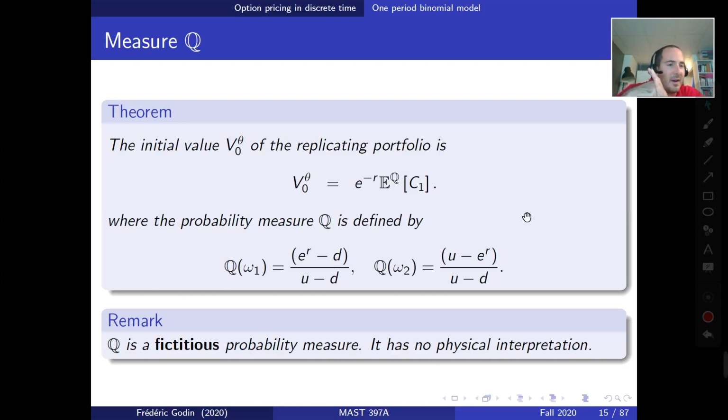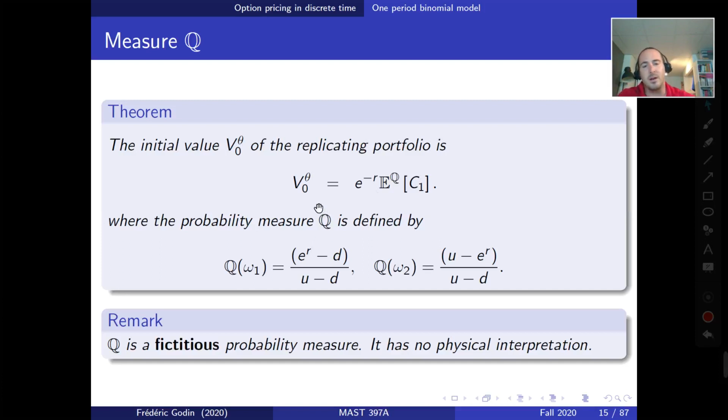So then we've identified a replicating portfolio. Then to price the option, the only thing that remains is to find the initial value of the portfolio. Because we said the initial value of the portfolio we've identified must be equal to the initial price of the option through the law of one price. So we're going to see that the initial value of the portfolio has the following representation.